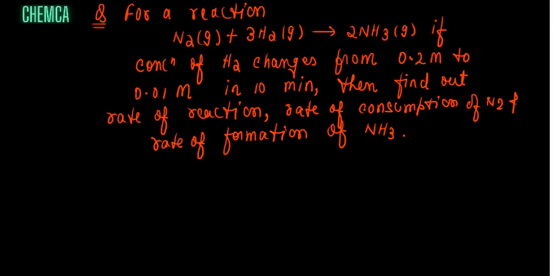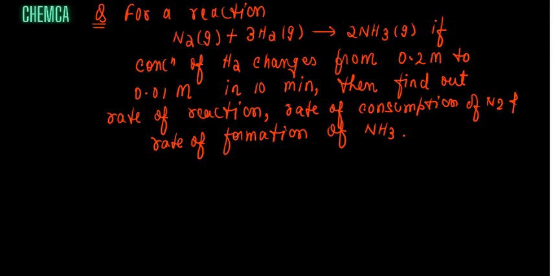So here we have a problem which says: for a reaction N2 gas plus 3H2 gas forming 2NH3 gas, if the concentration of H2 changes from 0.2 molar to 0.01 molar in 10 minutes, then find out the rate of reaction, the rate of consumption of N2 and the rate of formation of NH3.